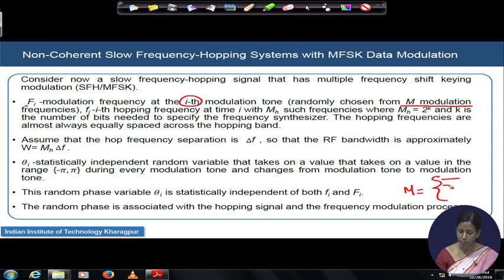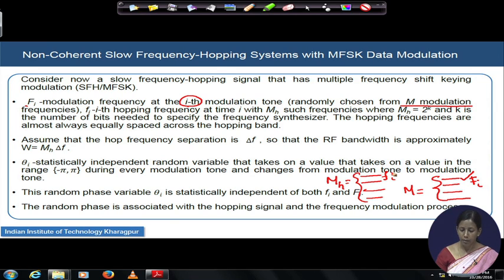So, I may have, suppose, a set with 4 different frequencies to select from for the data modulation, and there is another set which we call MH, which talks about how many hopping frequencies you have. So, at the ith time I will have a choice of one data modulation frequency, which I will call capital Fi, and for this capital Fi I will choose another hopping frequency from this set, which I will call small fi.